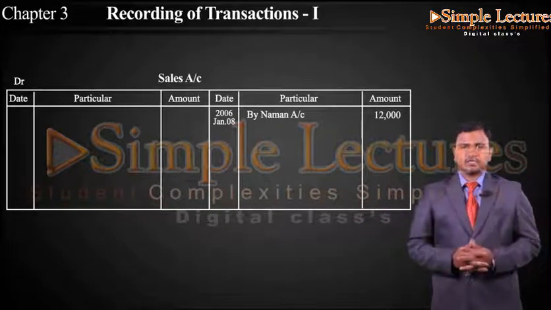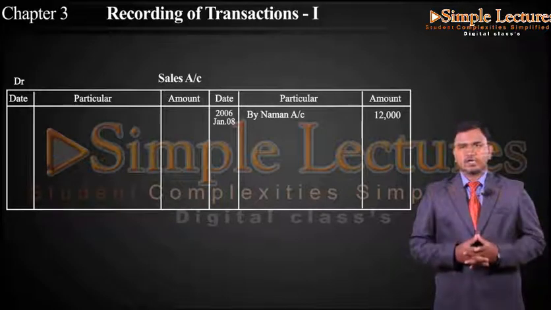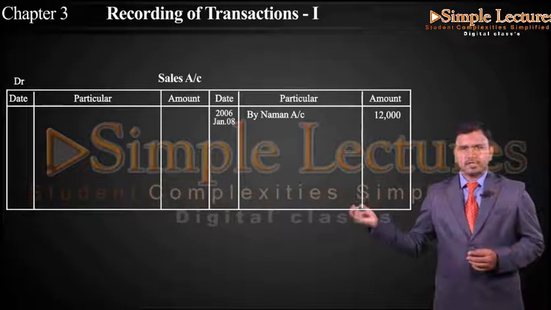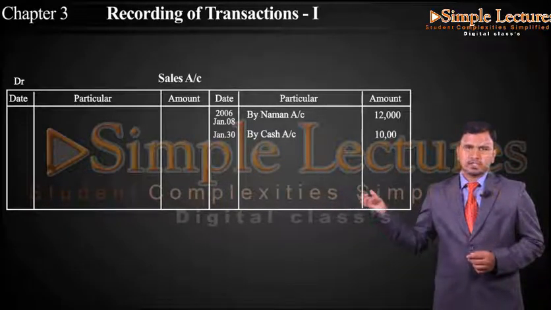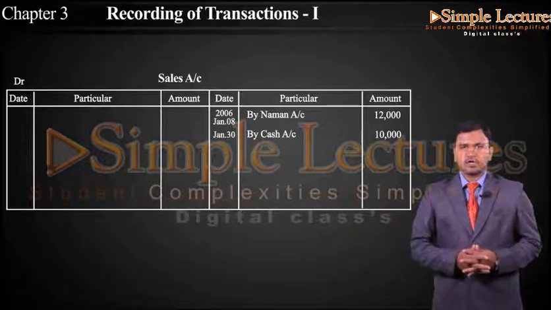And the next transaction we have on Jan 30th, cash account debtor to sales account. So where the sales were credited again, so that should be posted to the credit side. So Jan 30th by cash account 10,000. So since we have only 2 entries here, we have to close the account here itself.